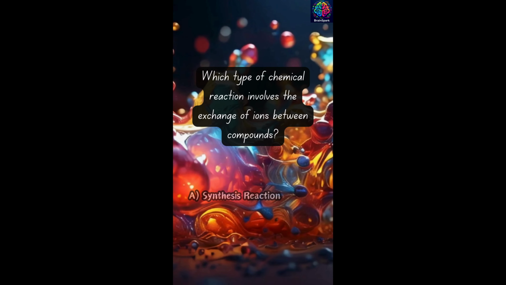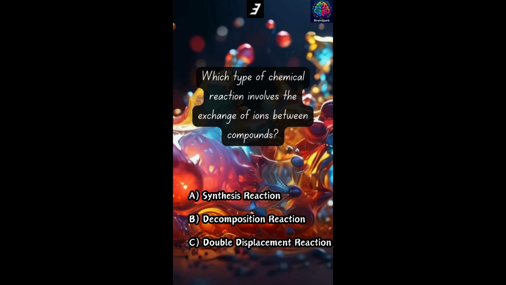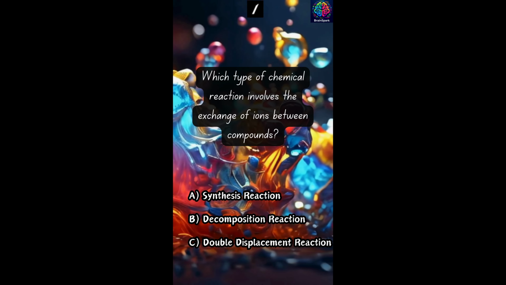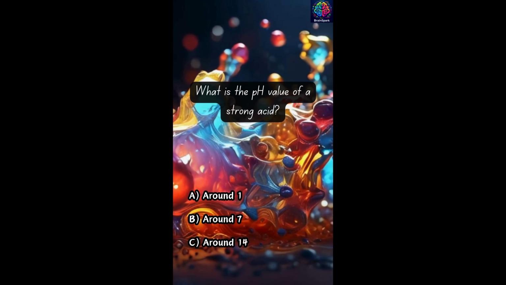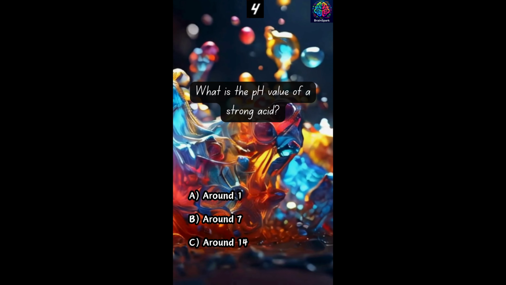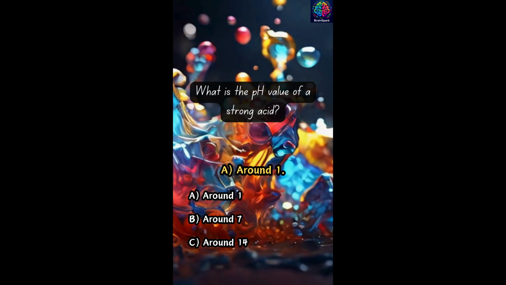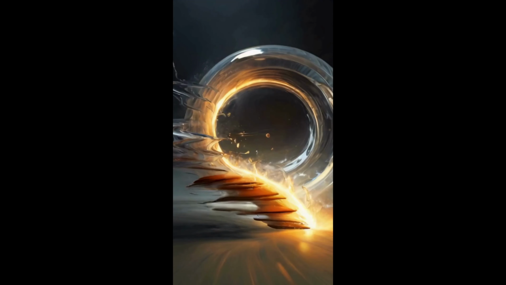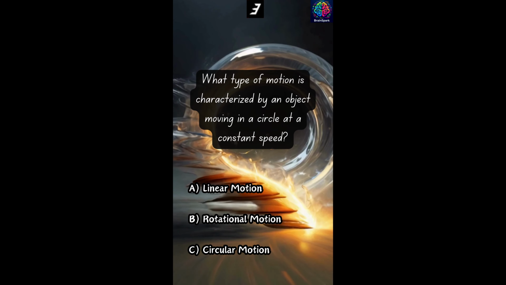Which type of chemical reaction involves the exchange of ions between compounds? C. Double displacement reaction. What is the pH value of a strong acid? A. Around 1. What type of motion is characterized by an object moving in a circle at a constant speed?